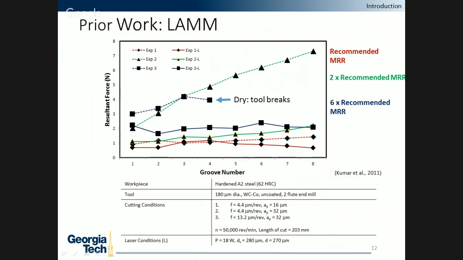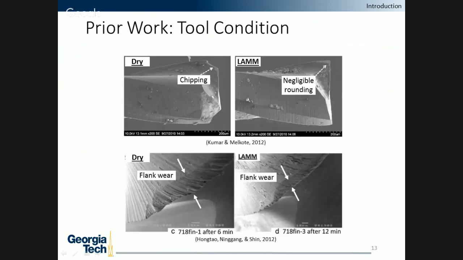Under the exact same cutting conditions with the same feeds, speeds, and depths of cut, we can see that the laser greatly reduced forces and allowed the tool to continue far much longer than the dry cutting conditions. This just shows how laser assist can also benefit the tool. As is shown in the dry case, there's significant chipping of the tool, but under the exact same cutting conditions, you can see that the tool is better preserved, and there's no chipping and there's negligible rounding.